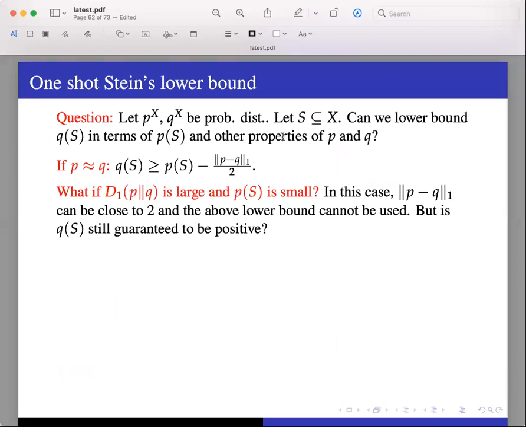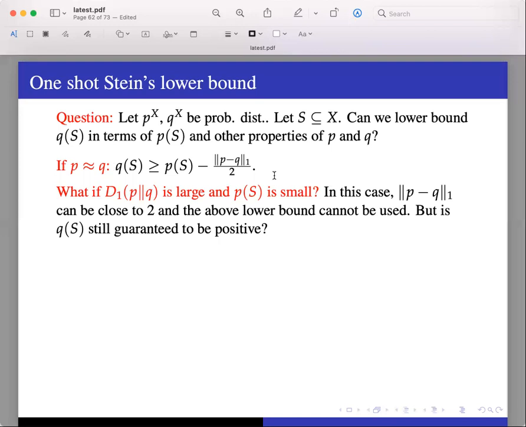The question we have is: P and Q are two probability distributions on the same sample space X, and let S be a subset of X. Can we lower bound the probability of S under Q, which I'm calling Q(S), in terms of P(S) and other properties of P and Q? Now, if P is close to Q, then of course I have this simple lower bound coming from the triangle inequality: Q(S) is lower bounded by P(S) minus half the L1 distance.